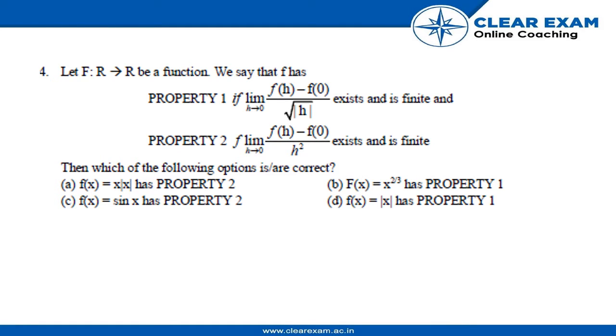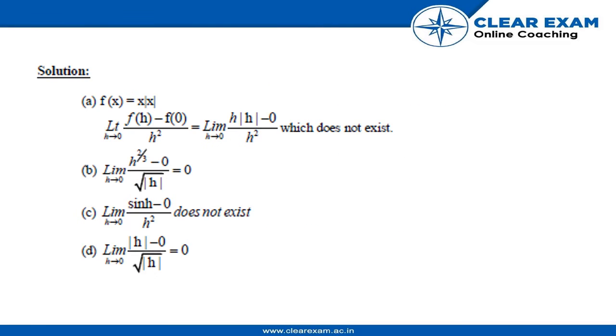Hello everyone. So the question given is: let f: R to R be a function. We can say that f has property 1 if the limit as h tends to 0 of (f(h) minus f(0)) upon under root of mod of h exists and is finite, and property 2 if the limit as h tends to 0 of (f(h) minus f(0)) upon h square exists.